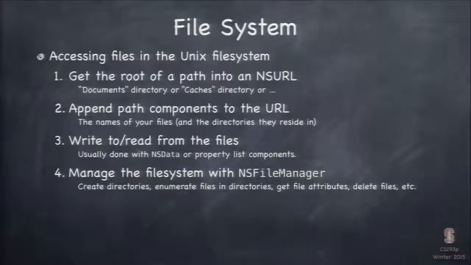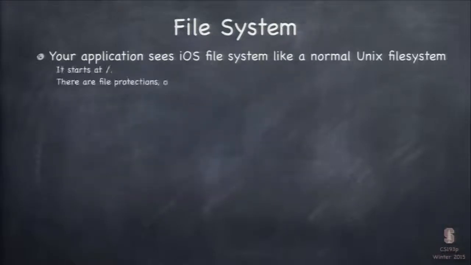Then you're going to append path components onto that URL. If you want to create some directories in that place and then some files, you're going to be using appends, and URL has some methods to do that. Then you're going to read and write files from that URL, and we'll talk about how you do that. And finally, you're going to manage the file system. You might want to remove a file, rename a file, or see what files are in a directory. That's all done with the class NSFileManager. So that's how the file system works. Let's look into all of these steps.